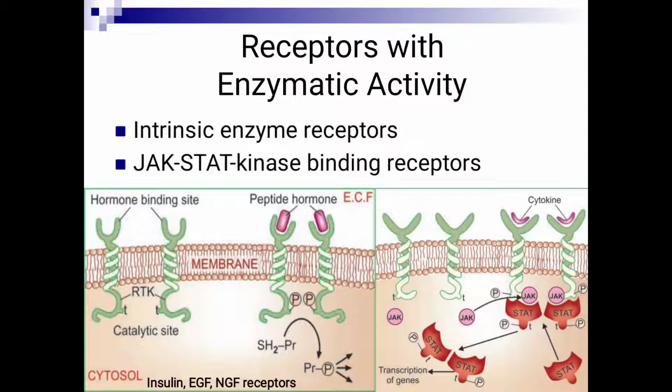Again, when cytokines bind to these helices, there is dimerization of the helices and phosphorylation of JAK, meaning Janus kinase. Ultimately it attracts STAT, then the STAT dimer dislocates from here, is phosphorylated, and ultimately causes transcription of the gene and produces the response. So it is a JAK-STAT binding receptor. These are the two receptors with enzymatic activity: intrinsic enzyme receptors and JAK-STAT kinase binding receptors.